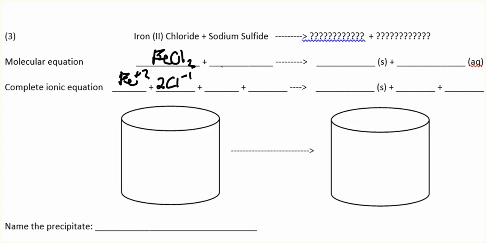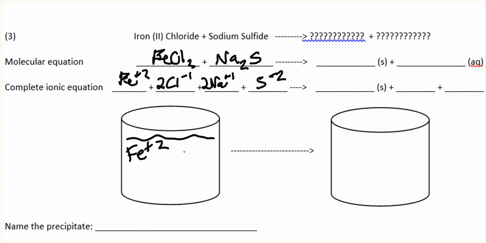For sodium sulfide, sodium is in group 1A, it's always +1. Sulfur is in group 6A, it's always -2, so you would need 2 sodiums for every 1 sulfur. And so that would mean you'd have 2 sodium ions. So in solution, you'd have 1 part iron, 2 parts chloride, 2 parts sodium, and 1 part sulfide.